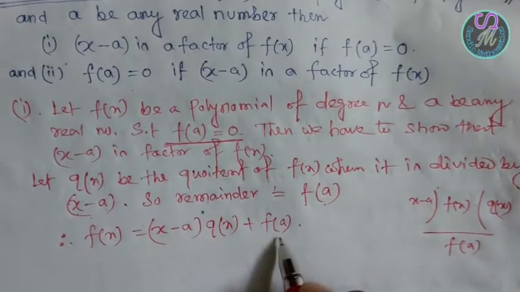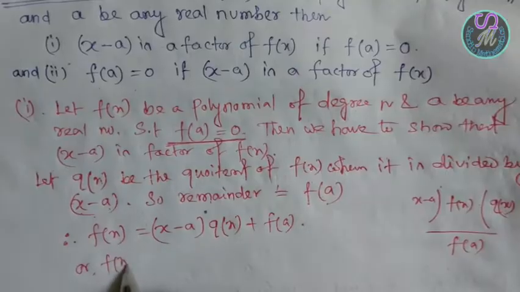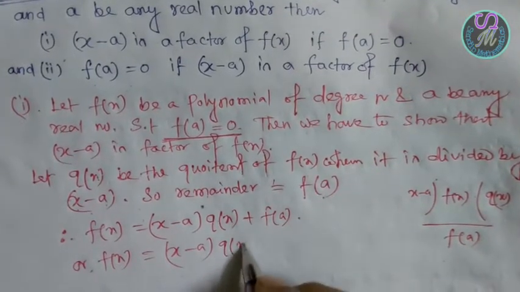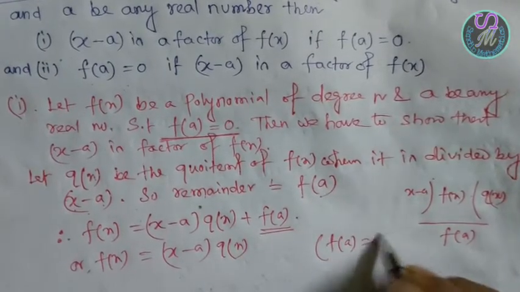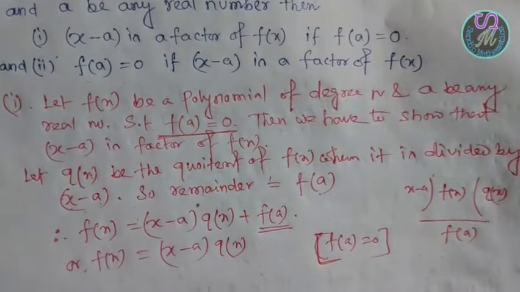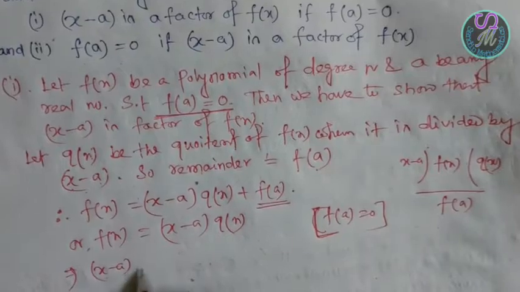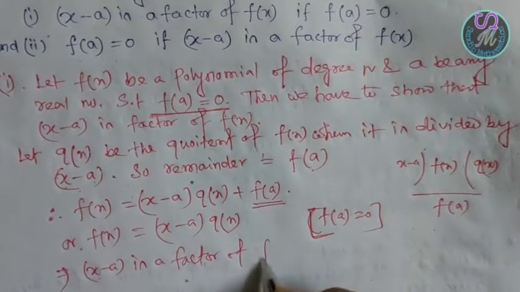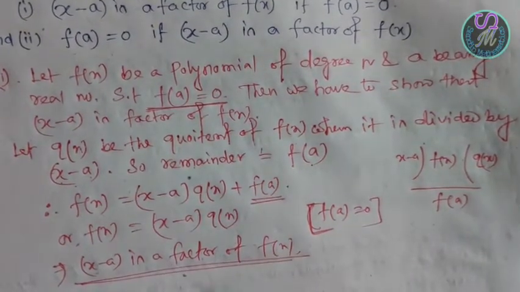Now the condition is f(a) equal to 0. So in place of f(a) we put 0, and f(x) equals x minus a into q(x), because the remainder is 0 since f(a) equals 0. That's why f(x) equals x minus a into q(x), which says that x minus a is a factor of f(x).